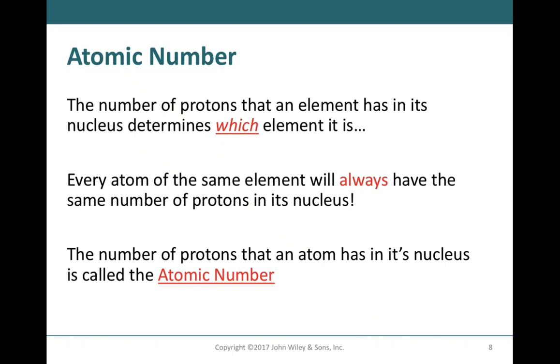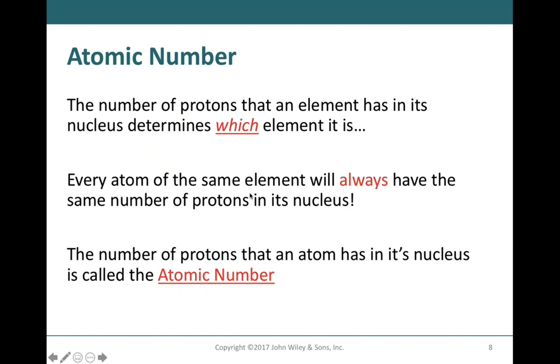So again, as we look at this slide here, every single atom of the same element will always have the same number of protons in its nucleus. There can be differing numbers of electrons, there can be different numbers of neutrons, but if you change the number of protons, you're changing the exact element that we're talking about. So as long as we are referring to carbon, you will always know that there will be 6 protons within that carbon atom's nucleus.